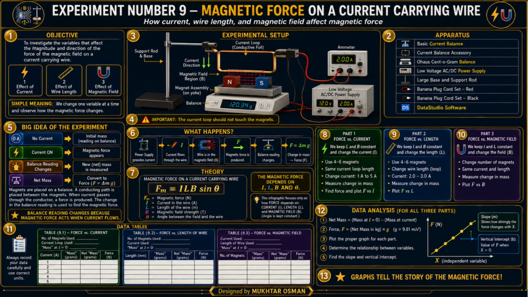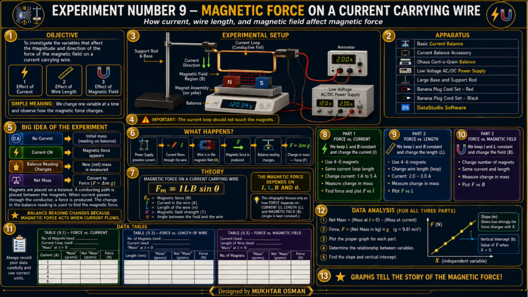Explanation: magnets are placed on a balance. A conducting path is placed between the magnets. When current passes through the conductor, a force is produced. The change in the balance reading is used to find the magnetic force. Main conclusion: balance reading changes because magnetic force acts when current flows.